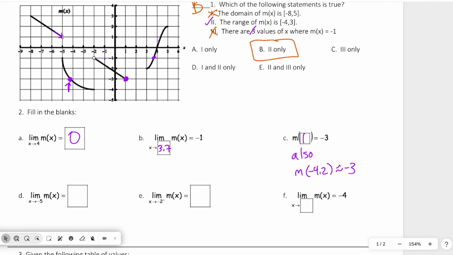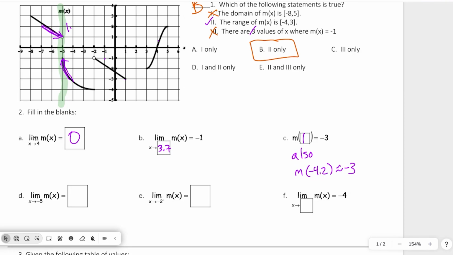Letter D says the limit as x approaches -5. Okay, so if we look at where x is approaching -5, we kind of already talked about this earlier when we were trying to figure out when the limit was -1. If we look at where x is -5, right here, and we approach -5 from the left, we get a limit approaching 1. If we approach -5 from the right, it looks like the value of the function is approaching -1.